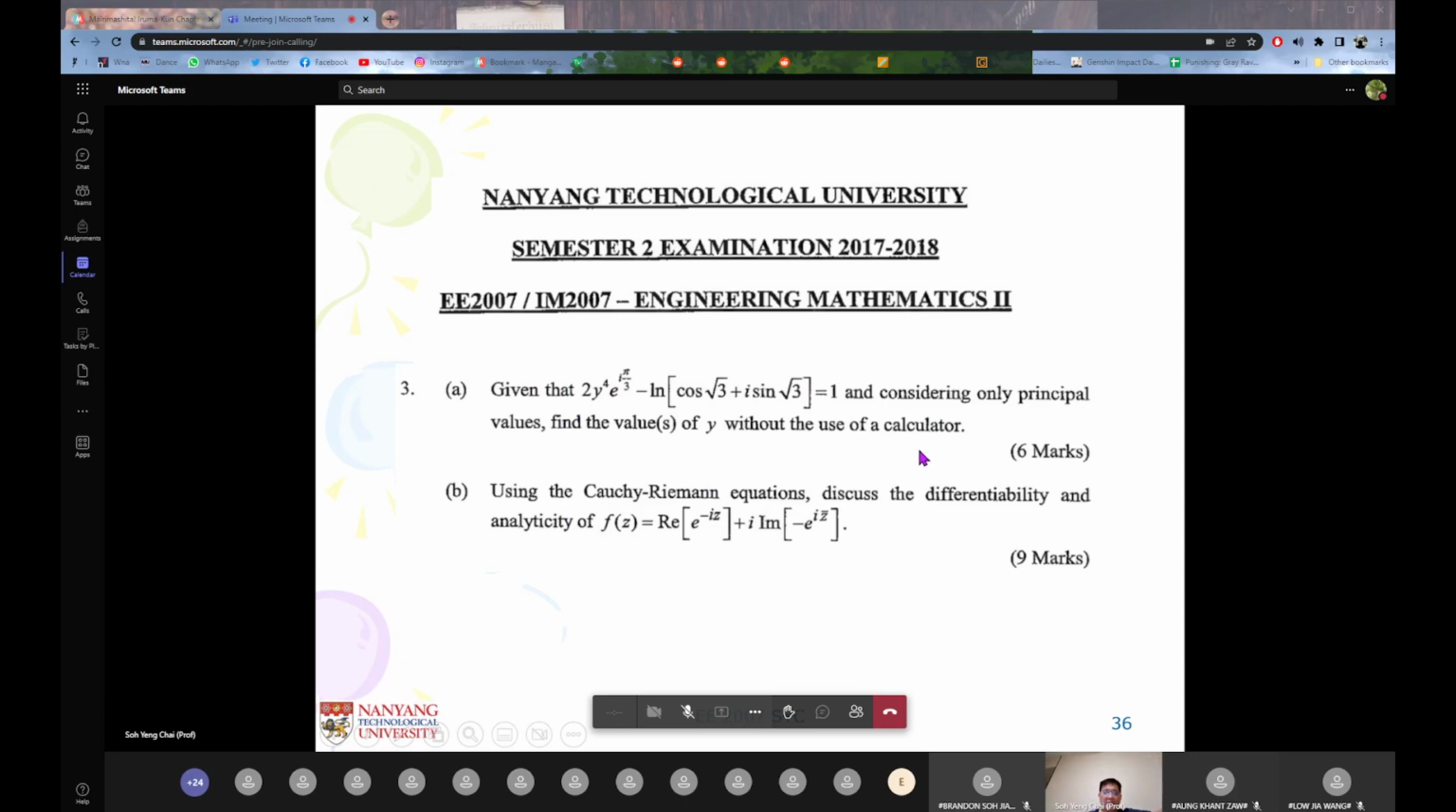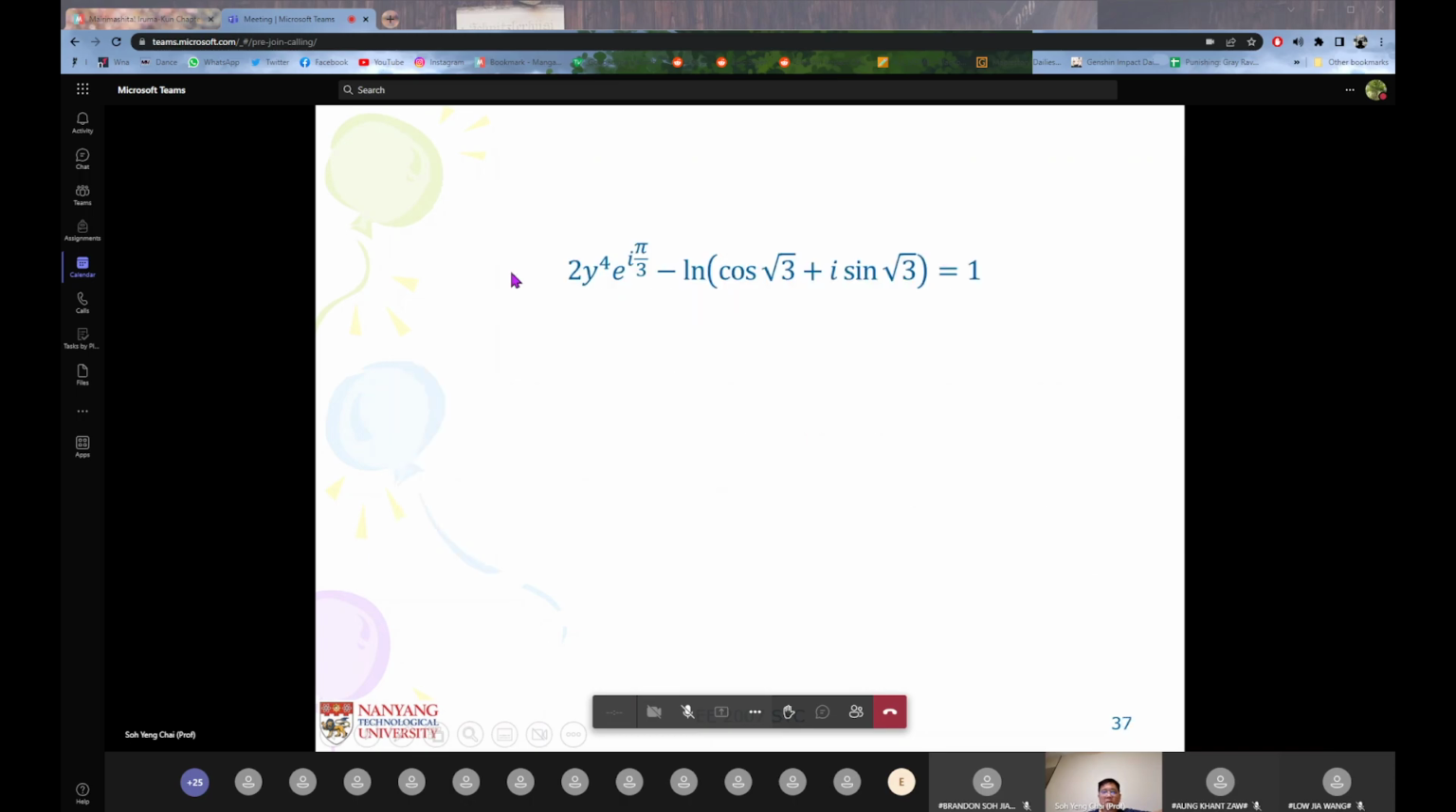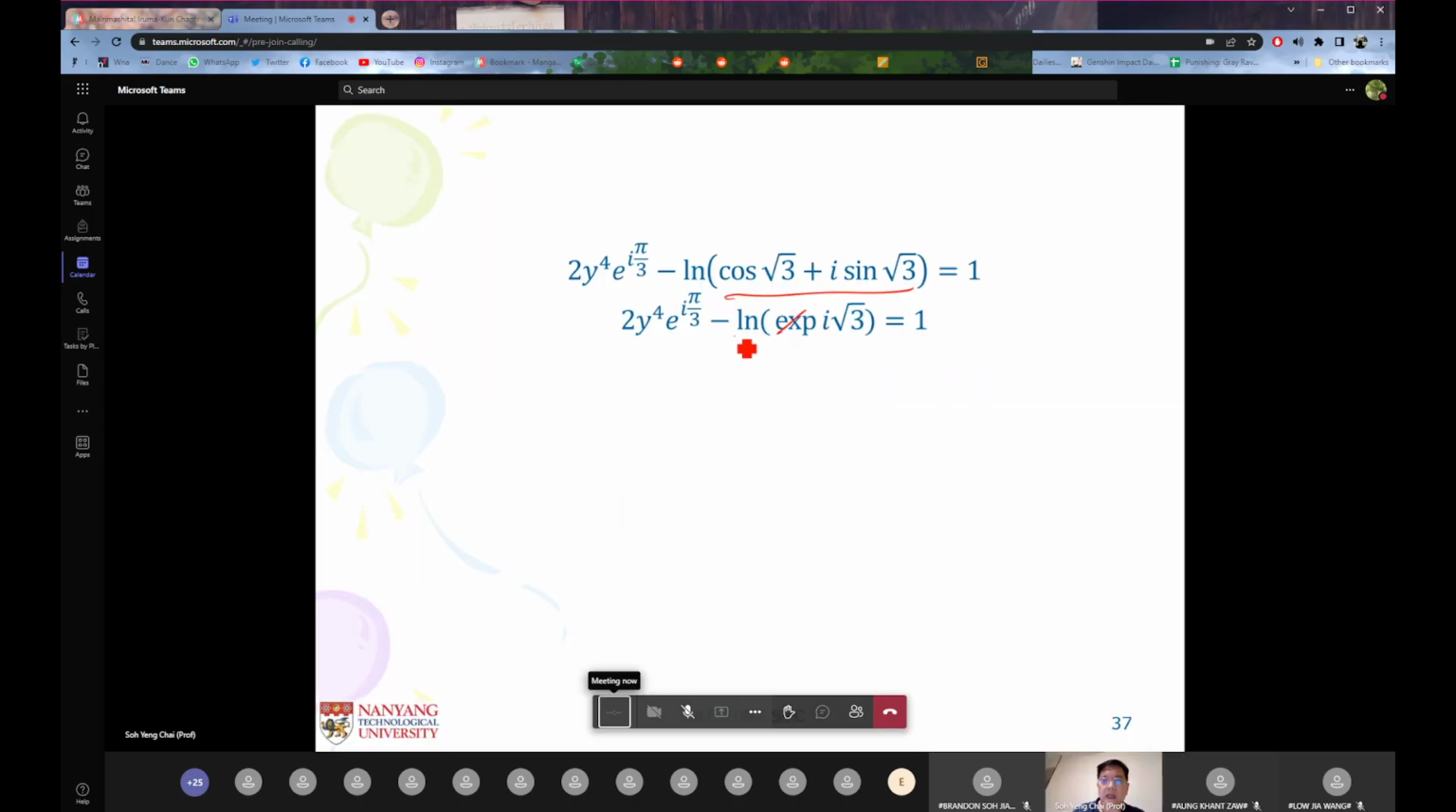without using the calculator. And then this one here, we are going to apply the CR equations to find the differentiability and analyticity of this complex function. Right? So look at this one here. So very standard form, right? Clearly this one here again, change to exponential function. And then log and exponential here cancel out. Then you just have a simple complex number there, in rectangular form.